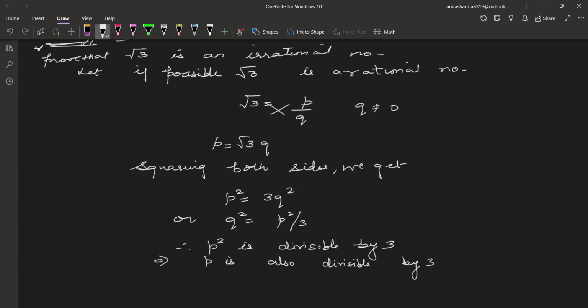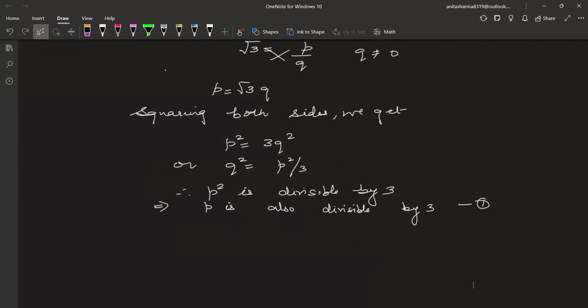So let us mark this equation as 1. Now it is divisible by 3, it means 3 is a factor of P. It is a multiple of 3, right? Yes, ma'am. So you will put P is equal to 3R in this equation. Let us mark this equation as A. So put P is equal to 3R in equation A.